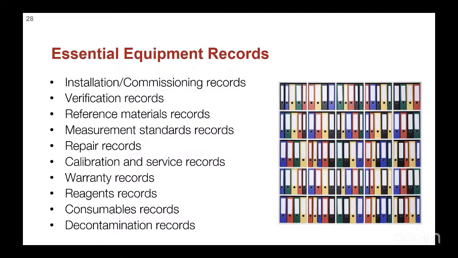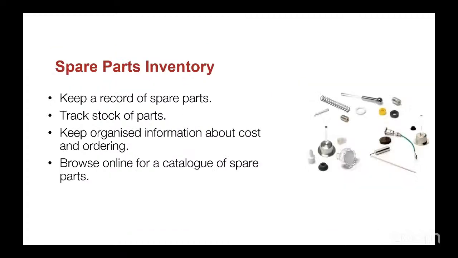What are the essential equipment records? So we have what we call equipment record. Every equipment must have an equipment record, including your microscope. The installation and commission record, verification record, reference material record, measurement standard record, repair record, calibration and service record, the warranty record, the reagent record, the consumable record, the decontamination record. What was used to decontaminate it, all this must be there in your equipment record.